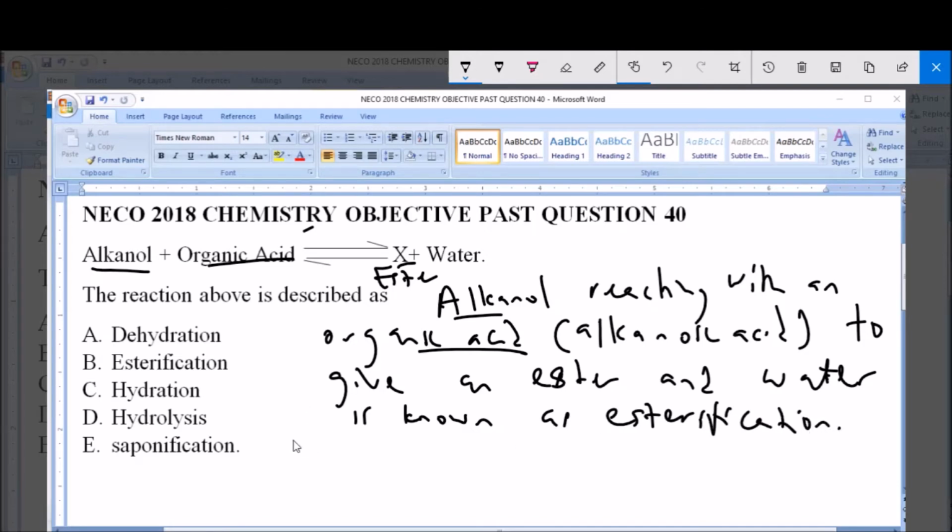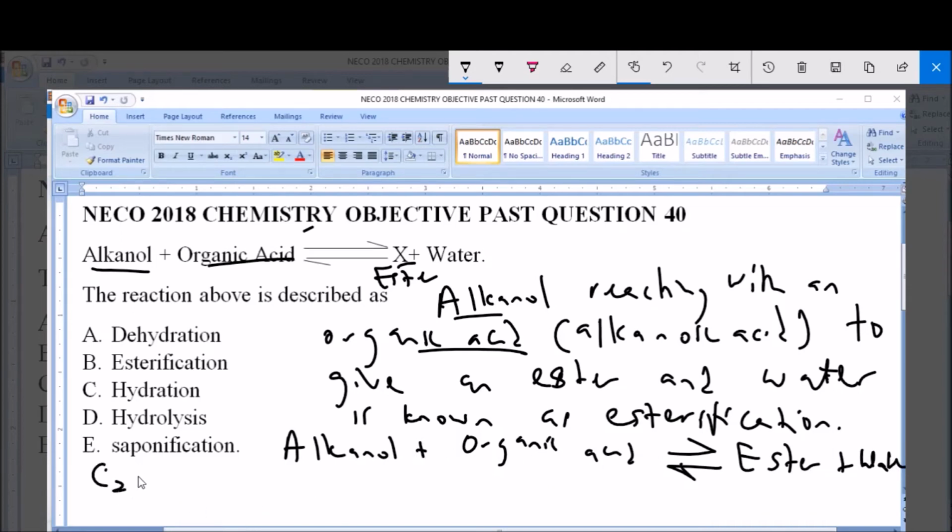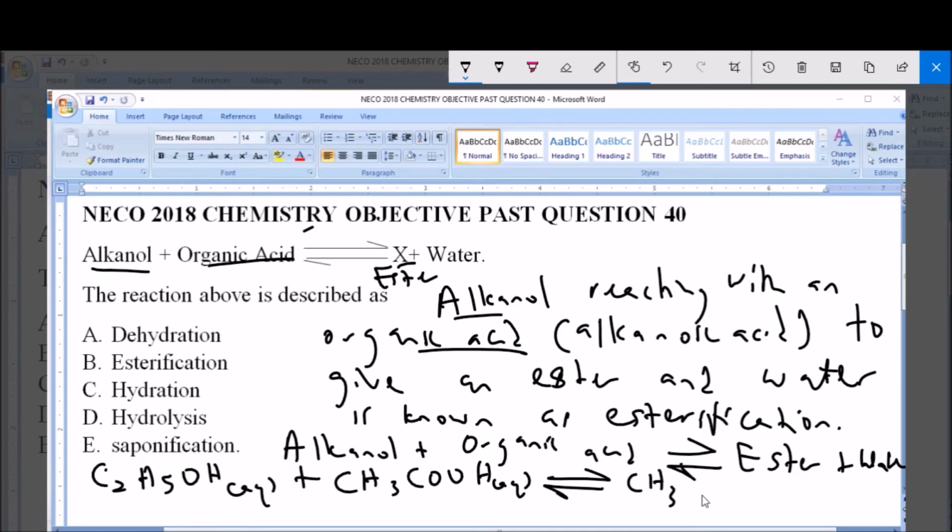Okay, so this is what the complete reaction looks like. You have alkanol plus organic acid reacting reversibly to give an ester and water. And for an example of this reaction, you can have ethanol, C2H5OH, reacting with an organic acid such as ethanoic acid to give an ester such as ethyl ethanoate and water. So this reaction is known as esterification.